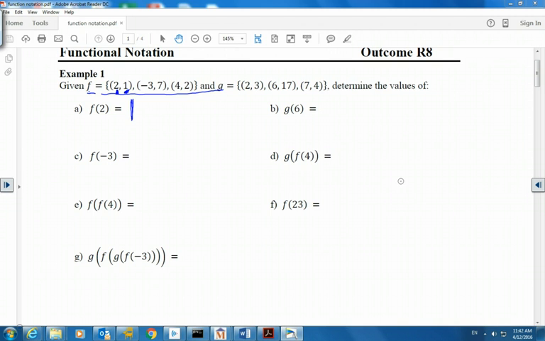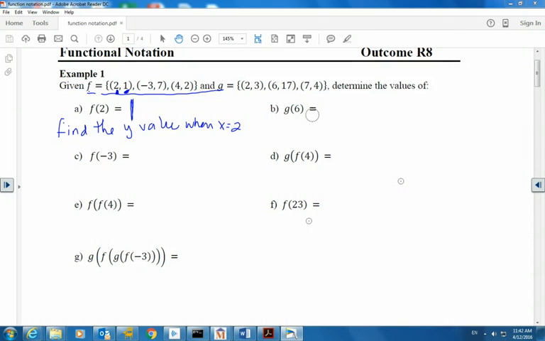Find the y value when x equals. Yeah, find the y value. Should we write it out? Find the y value when x is equal to 2. So that's what you're looking for.